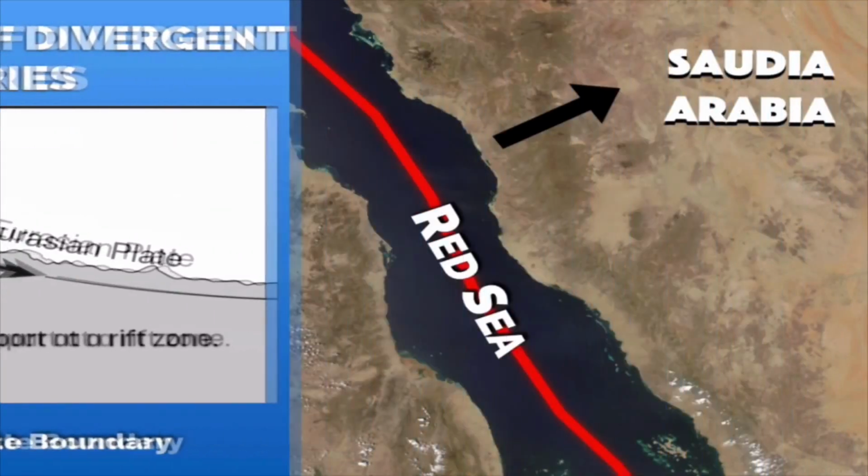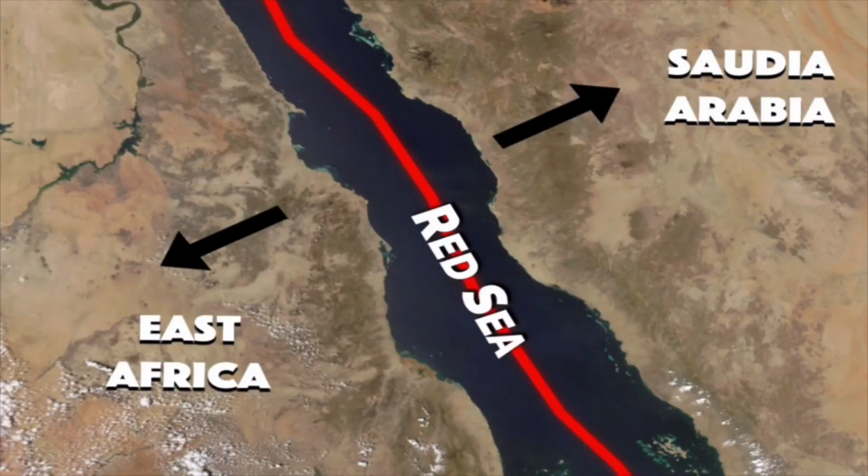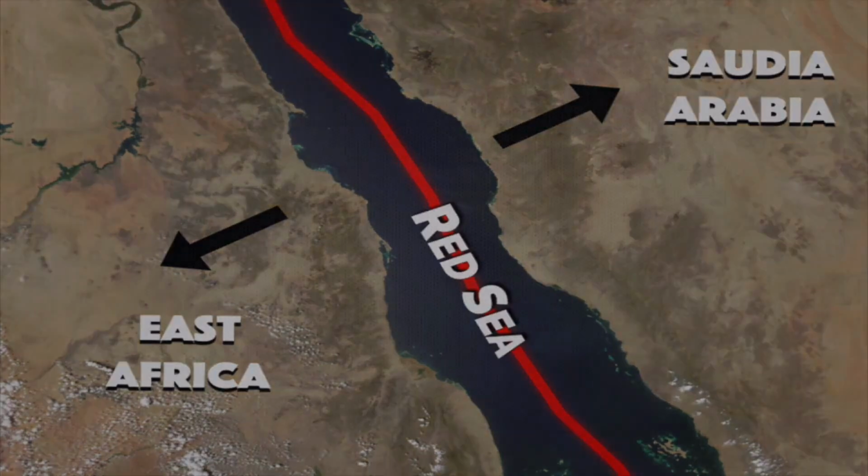An active rift zone exists in the Red Sea. The two plates here for East Africa and Saudi Arabia are actually being pulled apart and making the Red Sea get wider over time. Eventually, the Red Sea will open up and probably become a new part of either the Indian Ocean or the Atlantic Ocean because of its location.